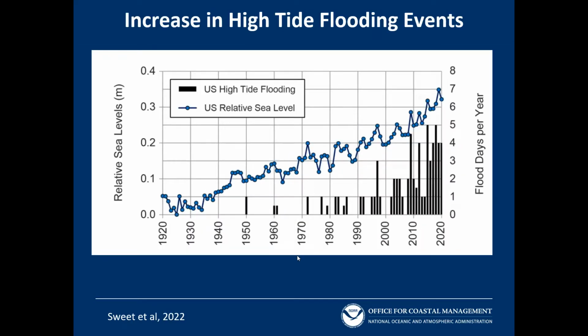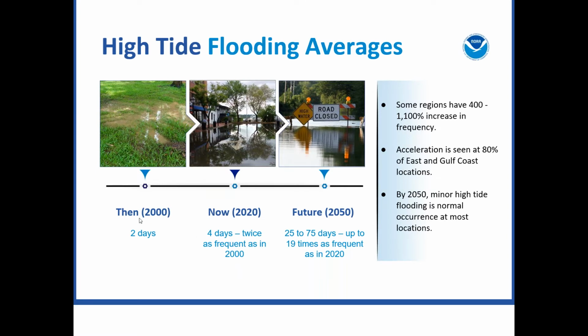So we've seen high tide flood events increase too. As sea level's gone up, you can see here we have an increased number of high tide flooding events, mostly on our coastal cities, kind of following that same curve. And you can see that in 2000, we had about 2 days. Now in 2020, we've had about 4 days. And then we're looking at 2050 up to 25 to 75 days a year, kind of average around the country. So many more high tide flooding events.